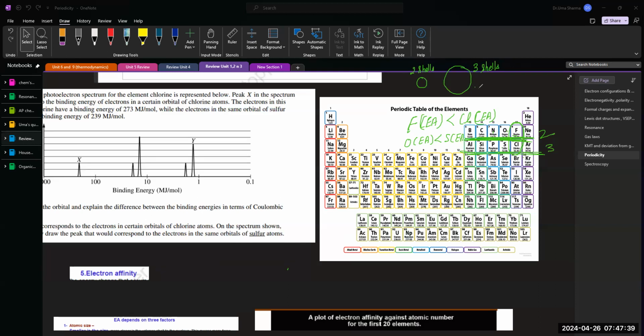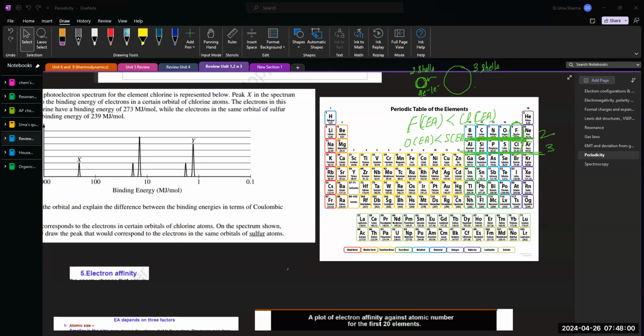Big house for electrons, small house for electron. It already has 9 electrons in it. Add one more electron, it becomes too crowded. It wants to gain, it's gaining. Its electron affinity is very high, very high as compared to the rest of the periodic table.